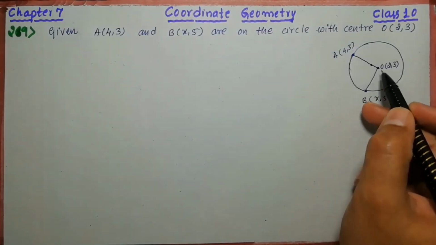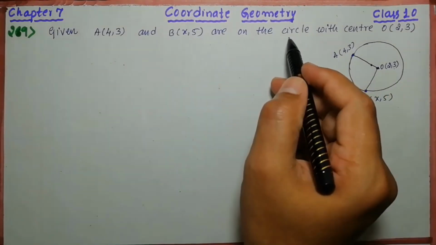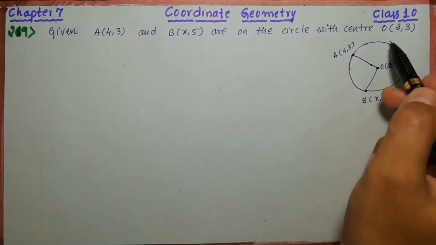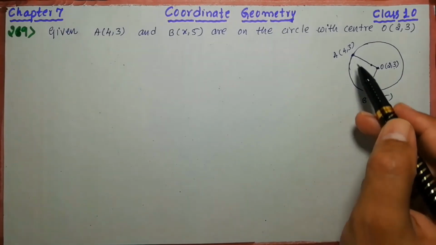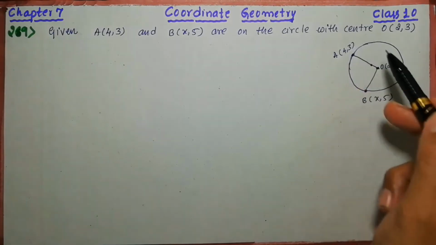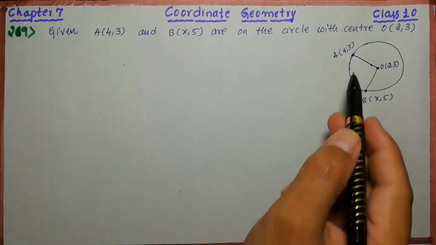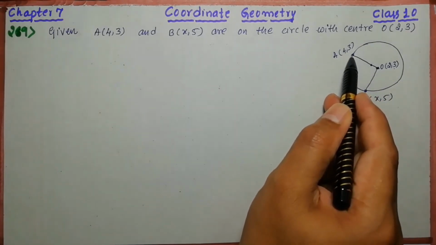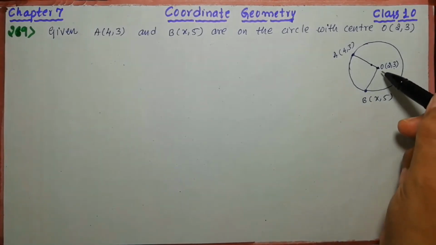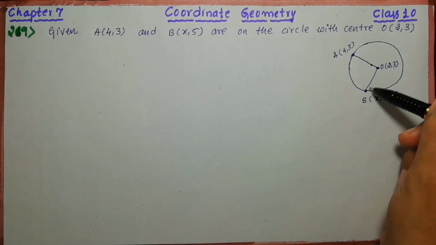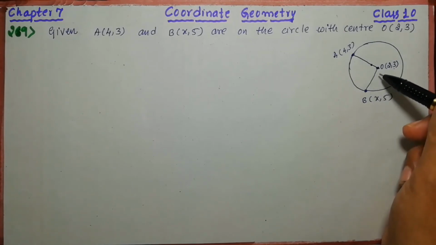Now I have drawn a figure. This is the center O, coordinates 2 comma 3. A and B are on the circle, which means you need to take them on the circumference. You can take them anywhere, but I am going to choose here. This is A and this is the point B. The coordinates of A are 4 comma 3, and the coordinates of B are x comma 5. So this is the center and this is a point on the circumference. Now the distance OA is the radius of the circle. Similarly, this is a point on the circle, this is the center, and OB is the radius. This length or distance corresponds to the radius of the circle.